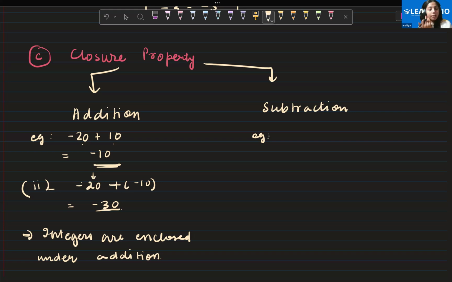Okay, one by one. Zainab, you start. What do you think will happen for the closure property for subtraction of integers? The same thing in minus. And what is that? Like plus, if I take the same question, plus 20 minus 10. What does the closure property say? What did I explain?